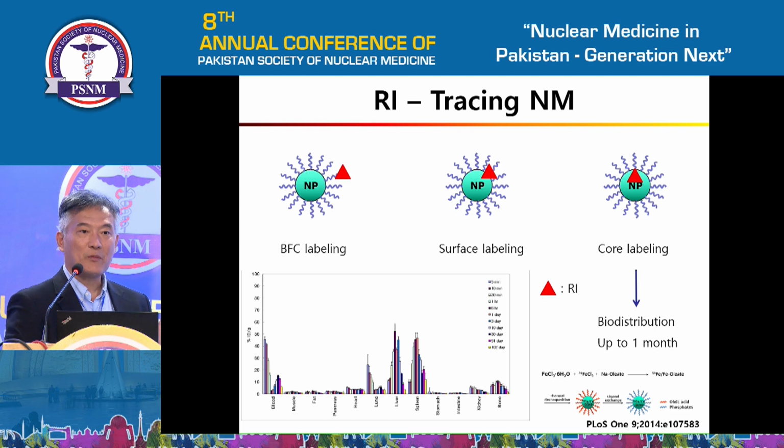For the radio labeling part, we can think simply that the bifunctional chelating agent we can use for the radio labeling. That is the easiest way to radio label. And surface labeling means the radioisotope can attach to the surface of the nanomaterial, or sometimes we can mix the core material with the radioisotope. So after the radio labeling, we can do the imaging or biodistribution study.